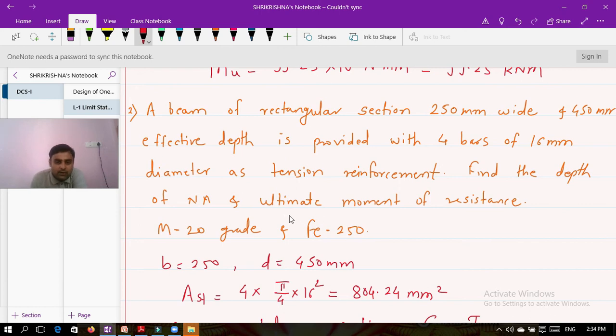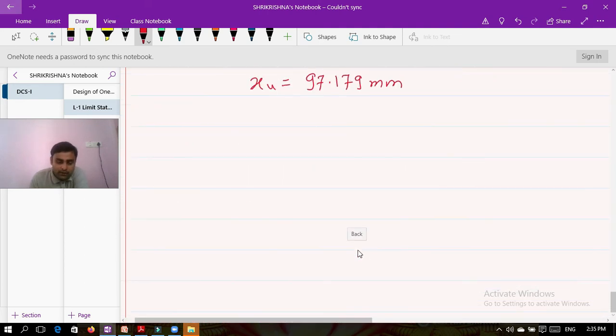What they have given you further? Ultimate moment of resistance. We need to calculate the ultimate moment of resistance. So to calculate it, we need to know whether the section is an under reinforced section, balanced section or over reinforced section. Initially we assume that it is a balanced section. So now we need the value of Xu max. To calculate Xu max, we use clause number 38.1, page number 70, and use the ratio Xu max by d.